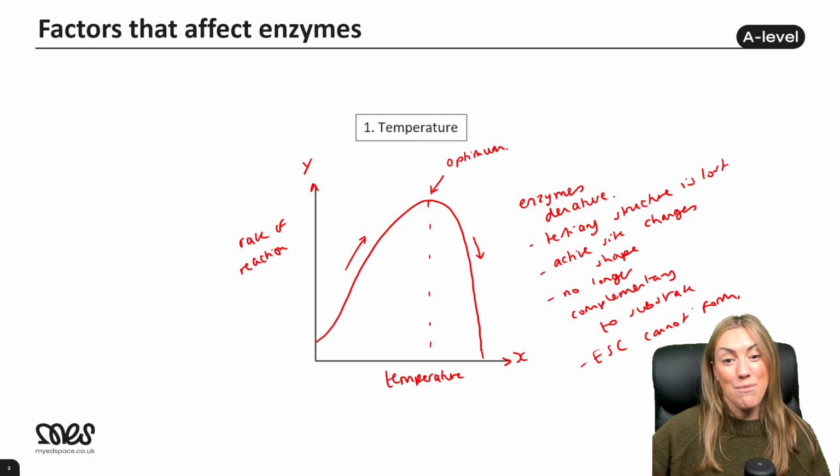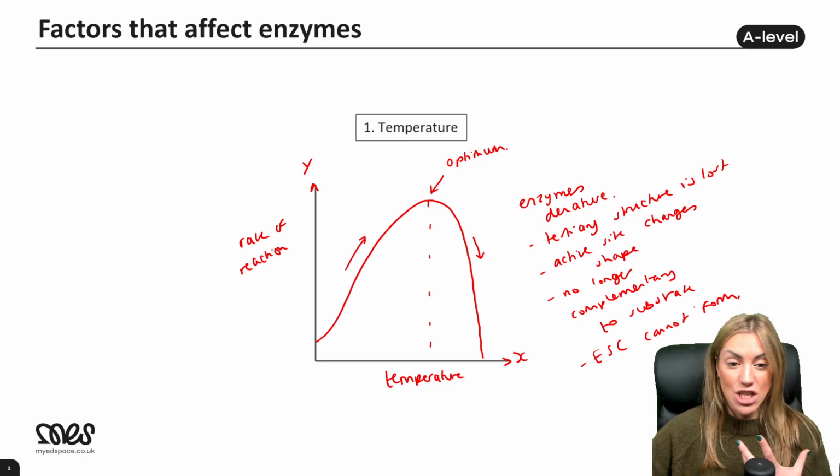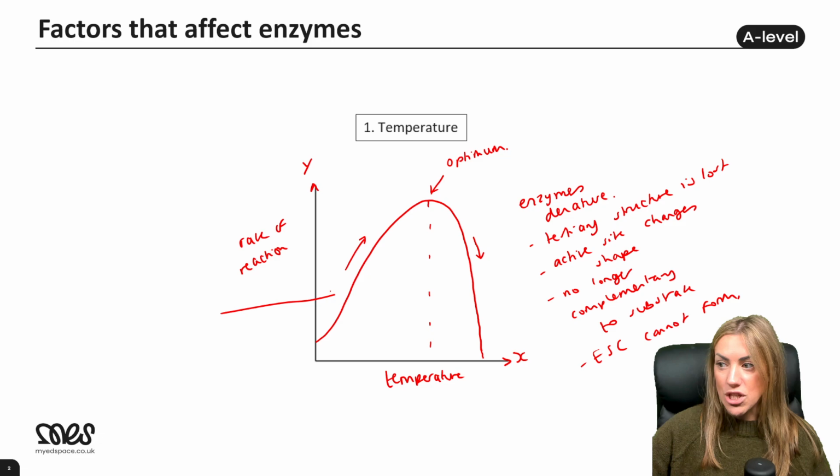And this is all linked to temperature, because as you increase the temperature and you increase the amount of thermal energy, the enzymes have more and more kinetic energy, and it gets to the point where they are moving too quickly, and those bonds that hold the tertiary structure together will break. Active site changes shape, no longer complementary to the substrate, enzyme substrate complexes cannot form. So we're using all of our key vocab in there. We've got tertiary structure, active site, complementary, and enzyme substrate complexes. Now, do remember that at low temperatures, enzymes are not denatured.